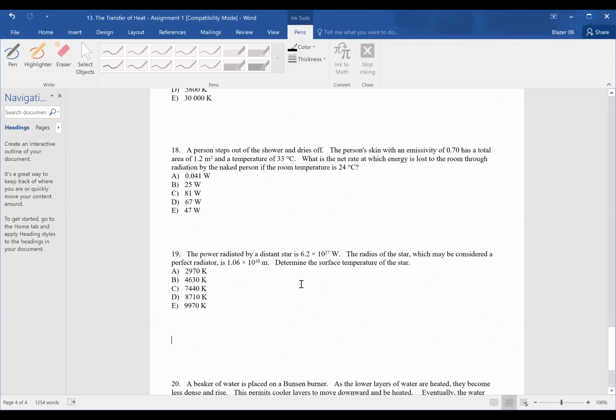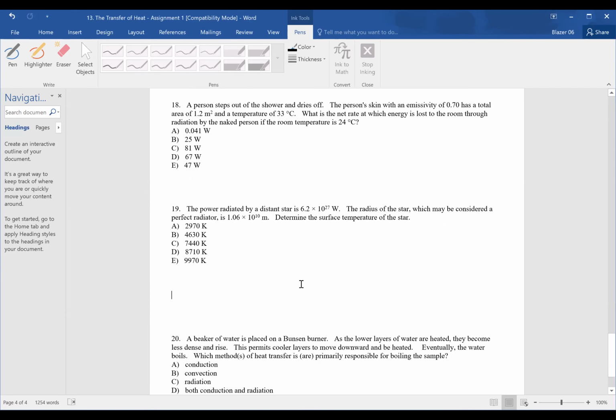Okay, so the closest we have is 2970 because look, they want us to give the answer with 3 significant digits. Actually, it should be 2, but since this is a 7, they didn't want to take it to 3. I mean to 2. So then my answer will be 2970 Kelvin. Okay.